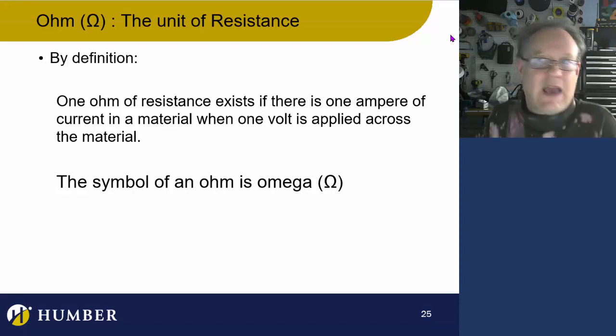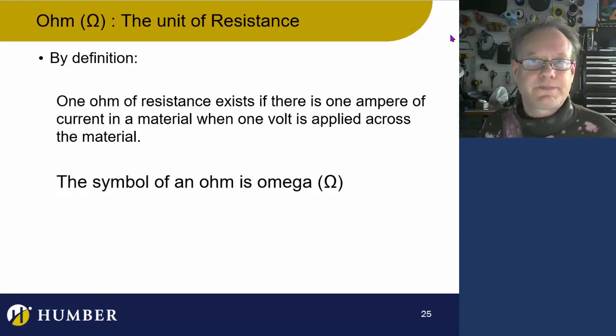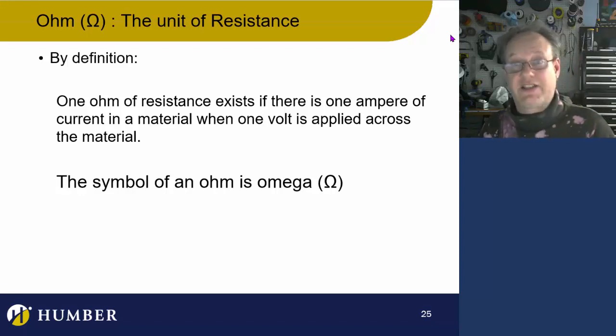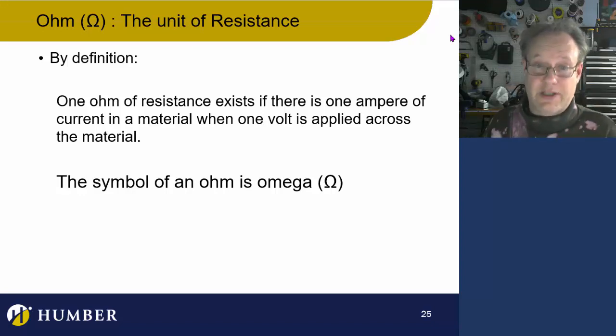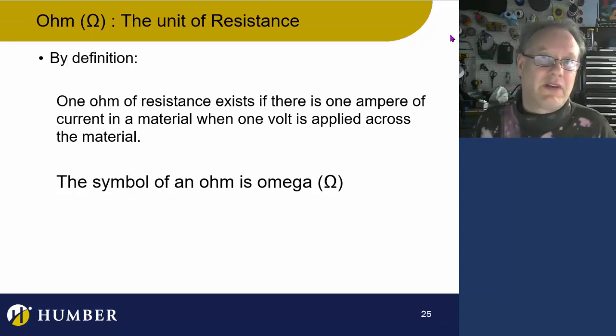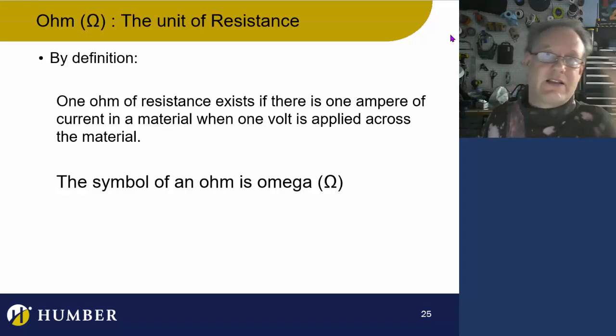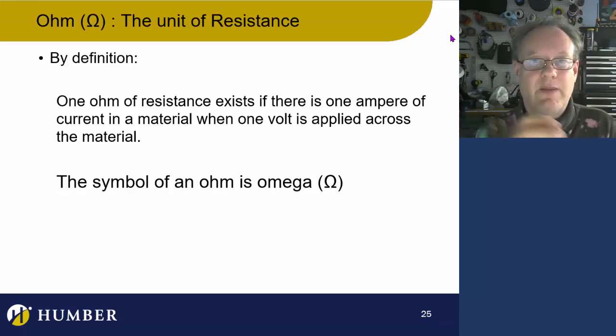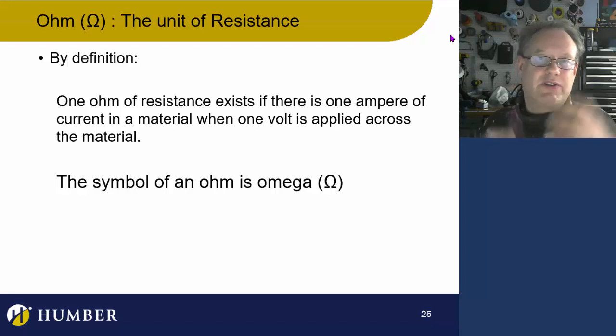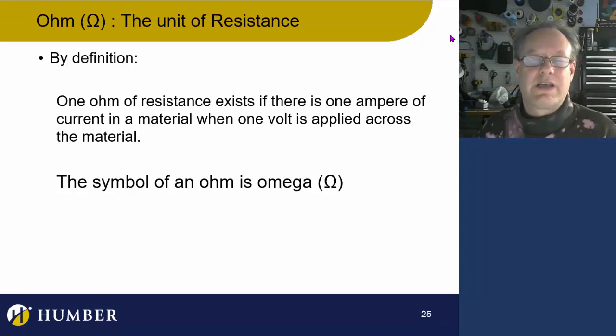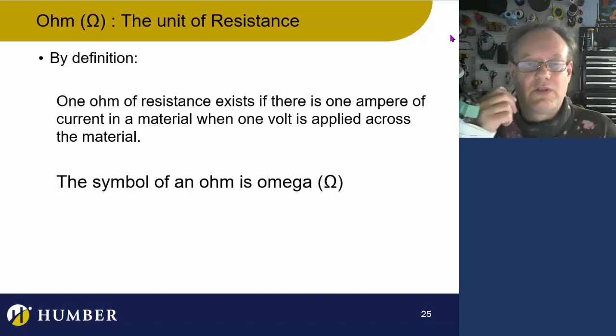I mean, you can sit with that a little longer. This actual sentence here, 1 ohm of resistance exists if there's 1 ampere of current in a material when 1 volt is applied across the material, ties it down accurately. But you can think about the physics of that last sentence and sit with that for a bit. If anything, the best thing to do is move forward and actually use ohms in calculations, and we'll see how that goes.